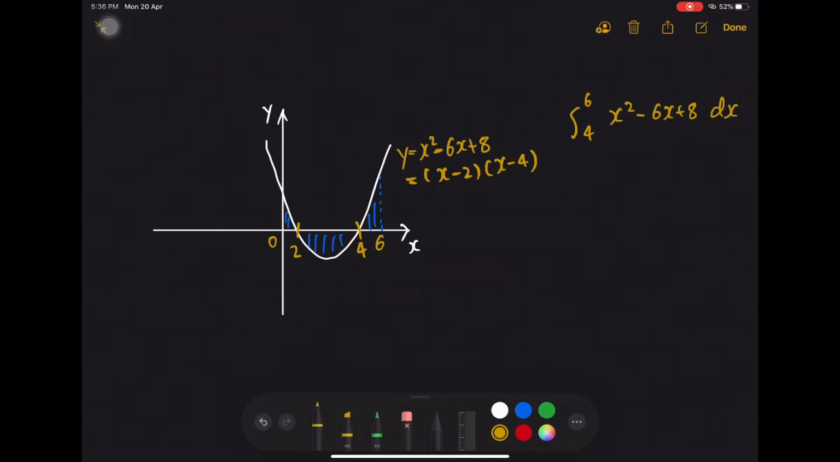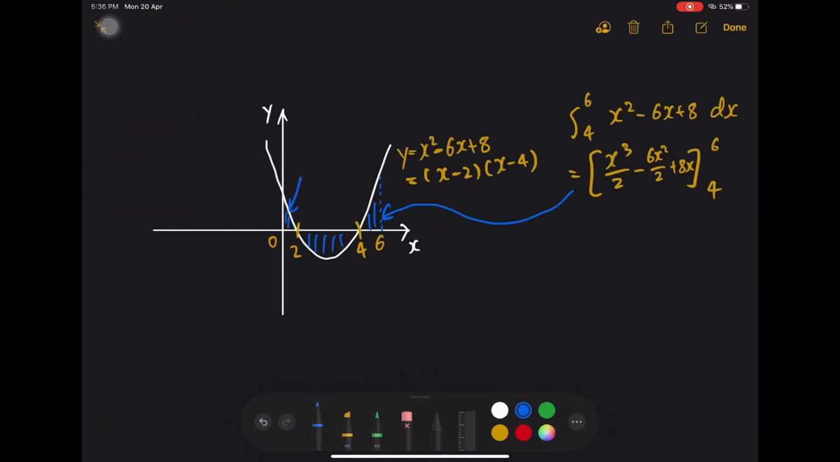So when you integrate this, you will have something like 6 and 4, right? So we have x cubed over 3 minus 6x squared over 2 plus 8x. So that will get me the area for this region. So we have this one, right? And so you substitute 6 inside minus the substitution of 4 inside, you get that area. Now we want to find the other one here. So we're going to find this area here.